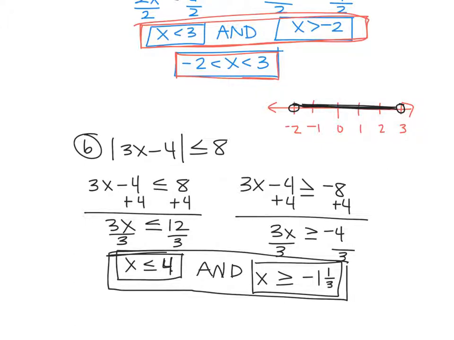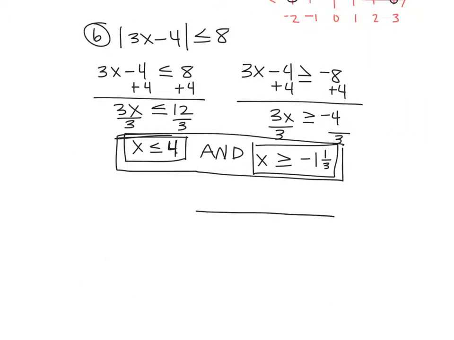I did it wrong in my notes. -1 1/3. Okay, so when you graph it, you have 4, 3, 2, 1, 0. That would be -1, -2. So these are going to be open or closed dots? Closed. So you're going to do a closed dot at 4 and a closed dot at -1 1/3, and then draw that in between. Okay? Questions on that?